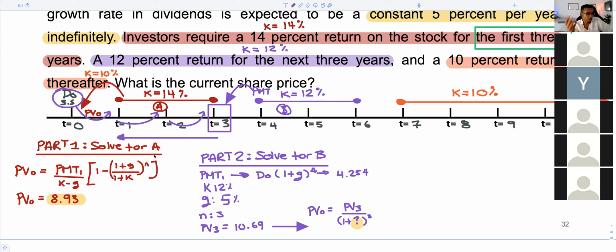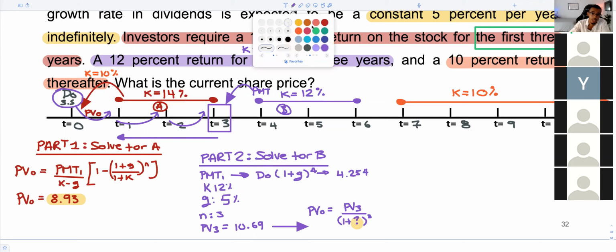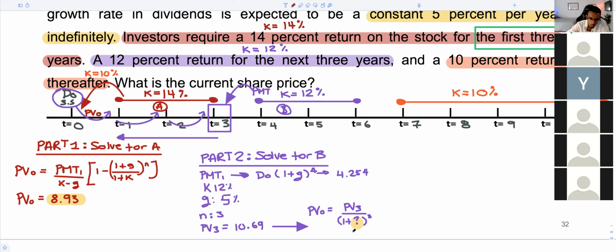I need more people to give it in the chat. Marianne says 12. One more person. What is going to be our discount rate? The answer is actually going to be 14%. Our discount rate is going to be 14%, right?